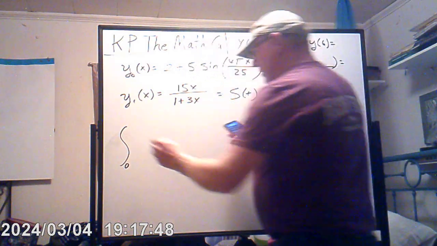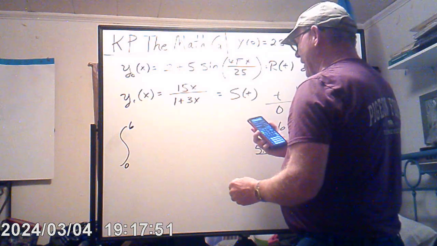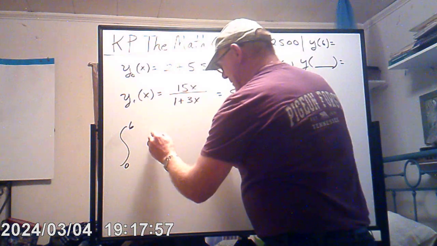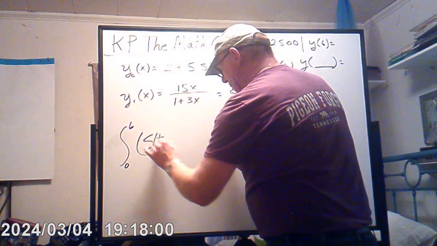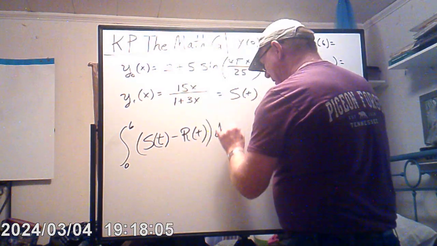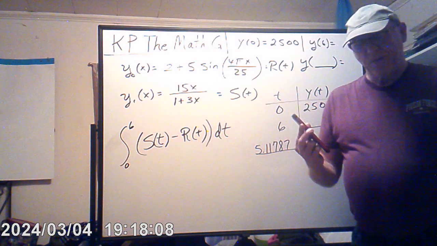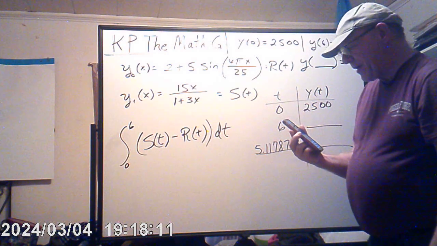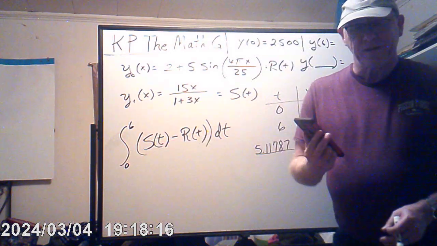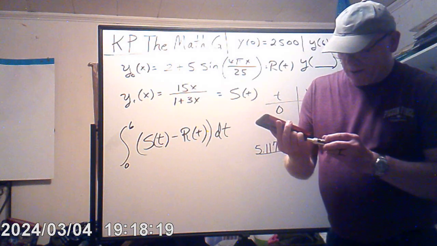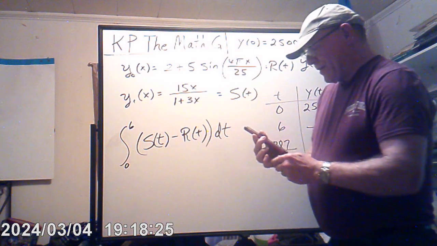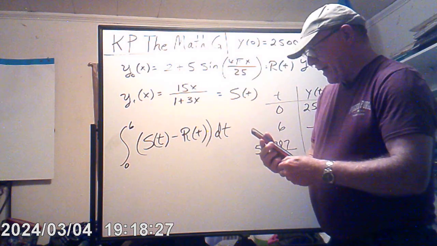I did it from 0 to 6, and if you want to, you already know what S at t is, minus r at t, dt here. If you want to show that and save yourself a little bit of time, you can. If you want to write out what S at t is and what r at t is, you can do that, but you eventually got to put it in your calculator like so, and when you do, you get an answer on the first one.